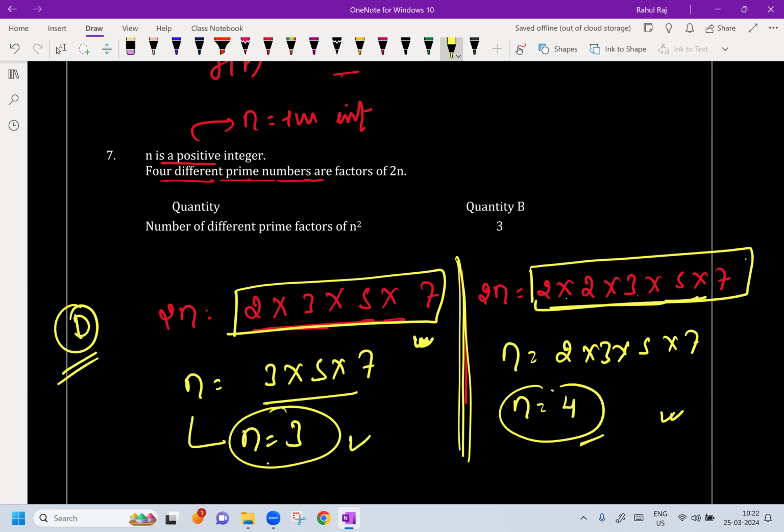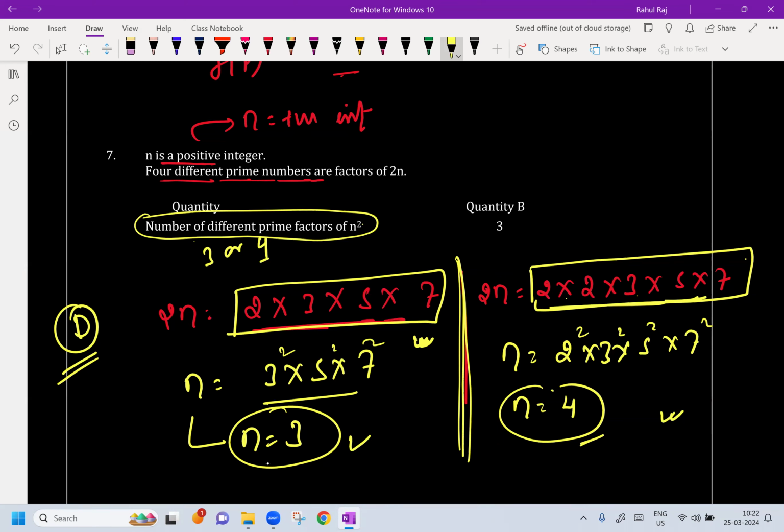Agreed. Oh, yeah, I guess so. And so the number of different prime factors of n squared could be 3 or it could be 4. This is just to deceive you. Because if n is 3, 5, 7, the factors of n square, 3 square, 5 square, 7 square, are also three different prime factors. Here if n is 2, 3, 5, 7, the factors of its square are still 4.